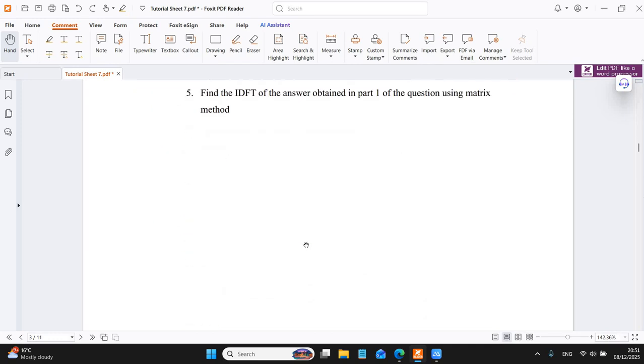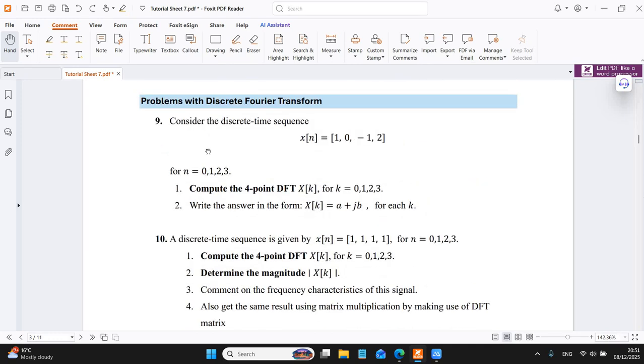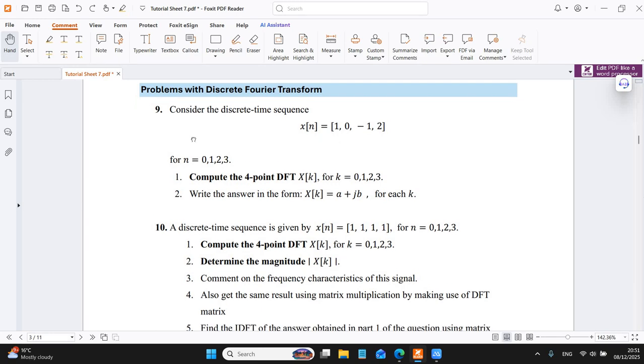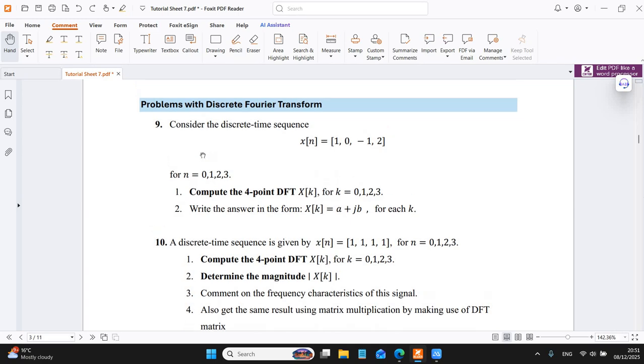How many questions are there? Yeah, 2 more questions left. Actually, we want to find the DTFT of this sequence. This will take a little bit of time anyway. We want to find the DTFT of the sequences. This is the 9th question. It is given x of n is equal to 1, 0, minus 1 and 2. So this is the sequence.